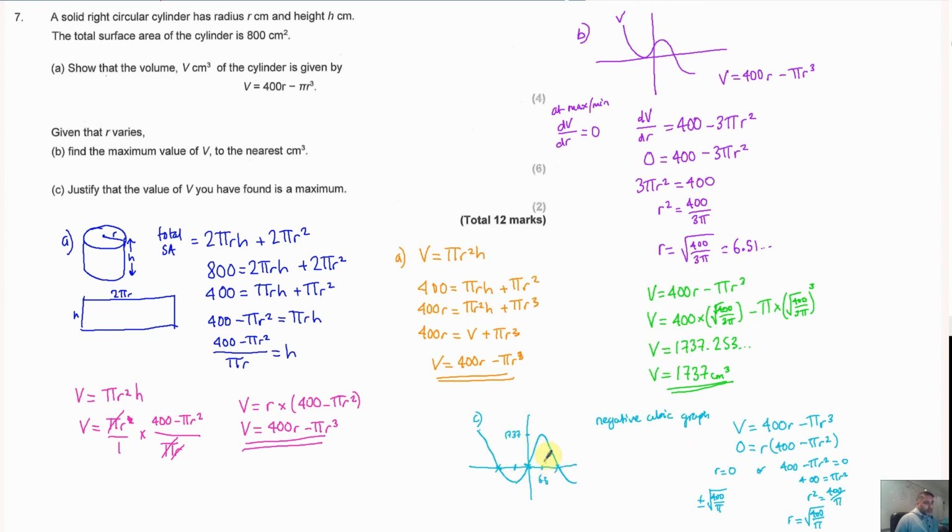So it's using the graph to show that because it's a negative cubic graph, the minimum will be at a negative value of r, and the maximum will be at a positive value of r. I would want to see the sketch of this. The key thing to take away from part C, when you're justifying whether it's a maximum, is that if you can sketch the graph, that's when you're working towards those marks, and heading towards an A-level understanding.